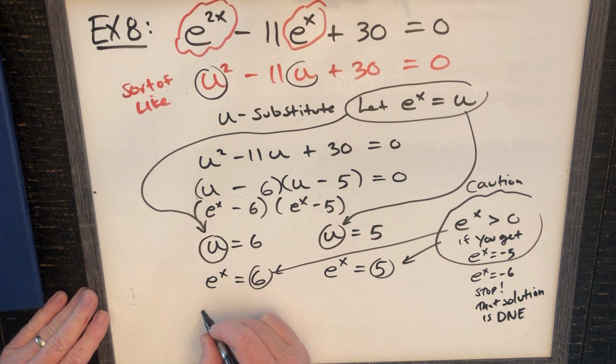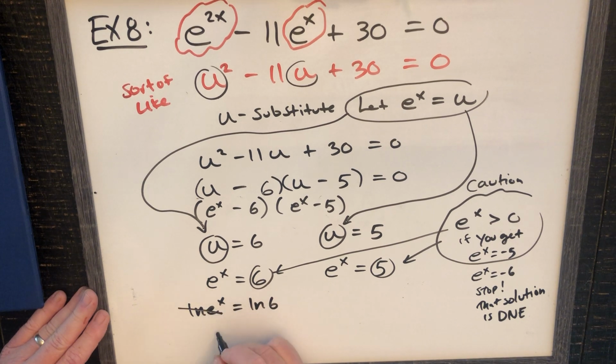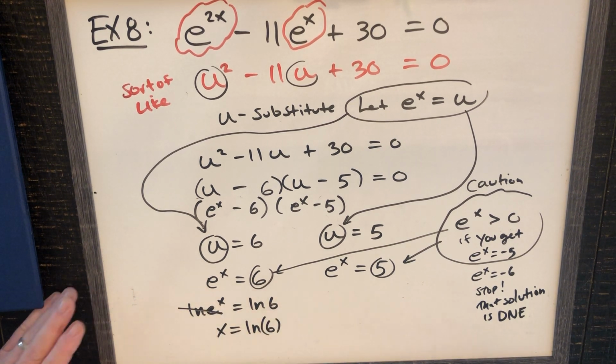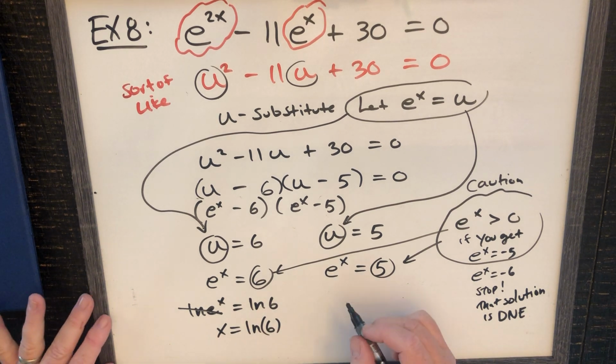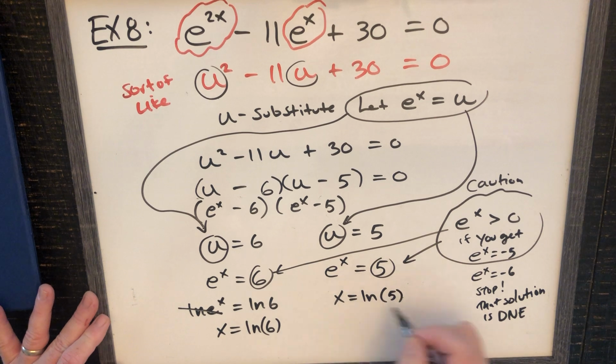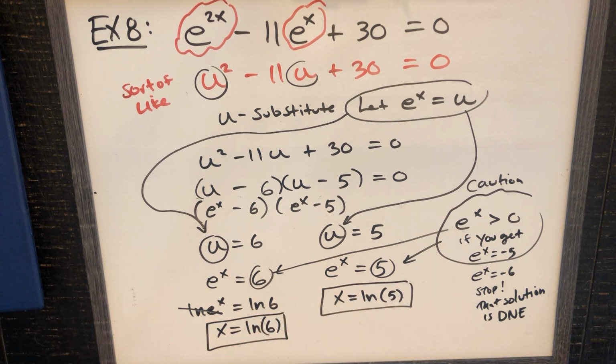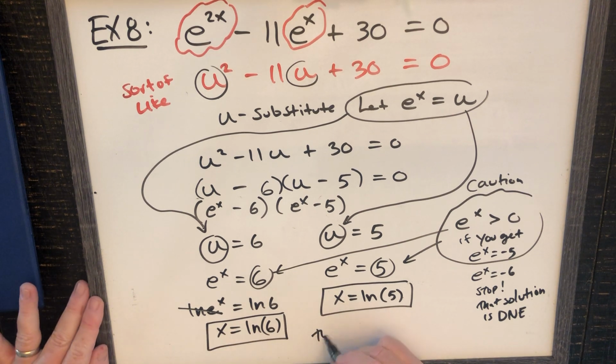So we're just going to take the ln of both sides, and so we're going to have ln e to the x equals ln of 6. Here's a trick. We can just cancel the ln and the e and just say x is ln of 6. Parentheses, I think, are required on Canvas, but when you're writing this on paper, of course, it's not required. So these are the two real solutions.